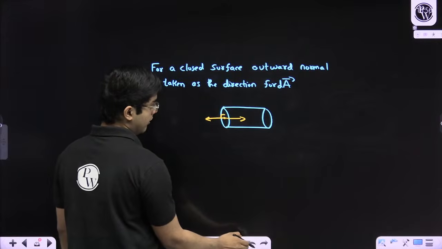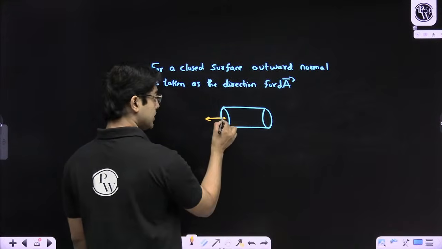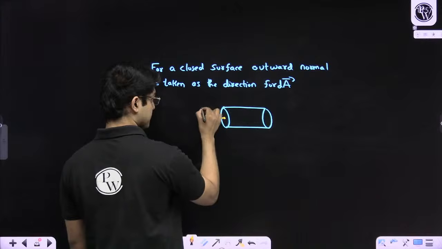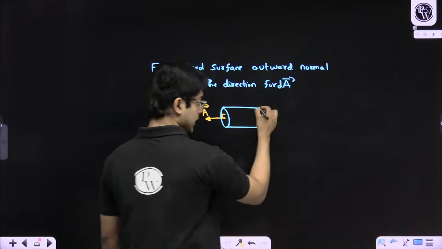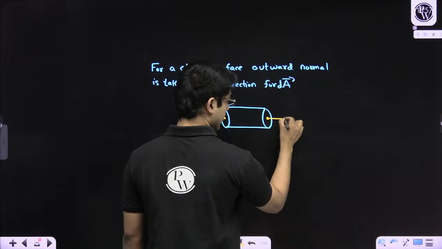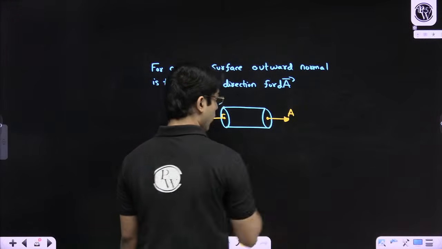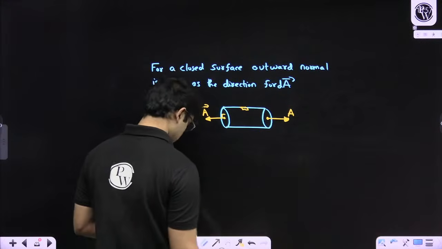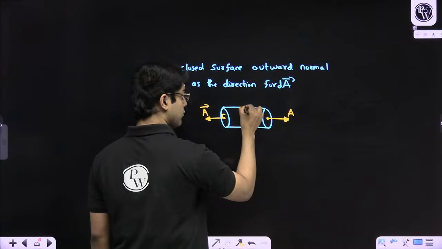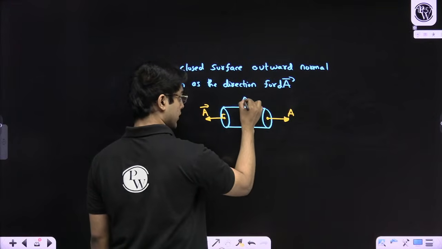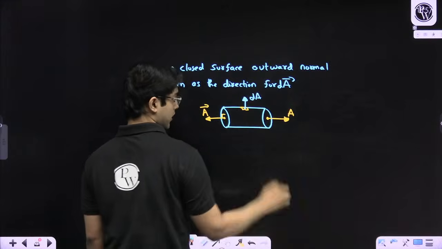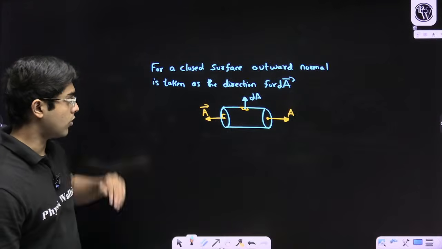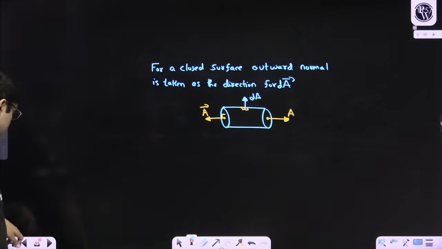And the answer is, when we have a closed surface, we always take the outward facing normal as the area vector. For the other circle, the area vector will be in this direction. If I take a tiny patch on top of the cylinder, once again area will have two directions, but we will choose the outward direction as the positive area. So for a closed surface, always we choose the outward normal as the positive direction for the area vector.